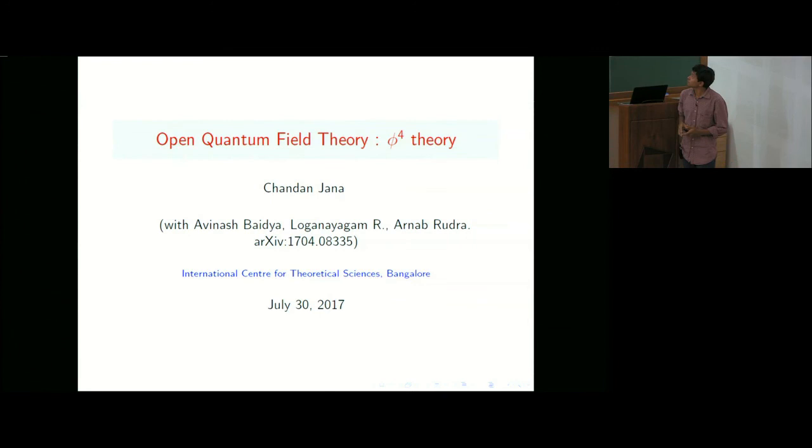Hello everyone. I'll talk about open quantum field theory and its application to phi-4 theory. This is work I have done with Avinash Buddha, who is a student at IISc, with Ilovanagam, and with Arnav Rudra, who is a postdoc at UC Davis.